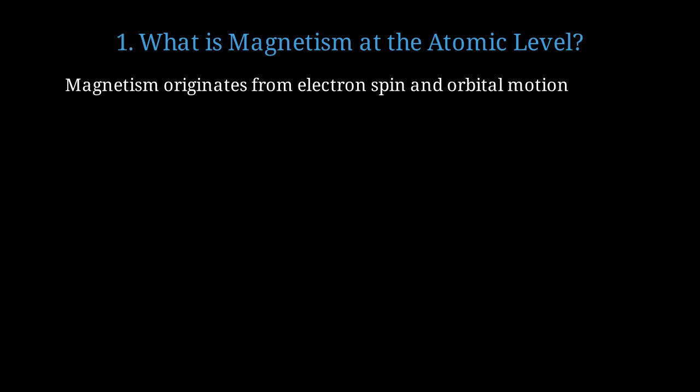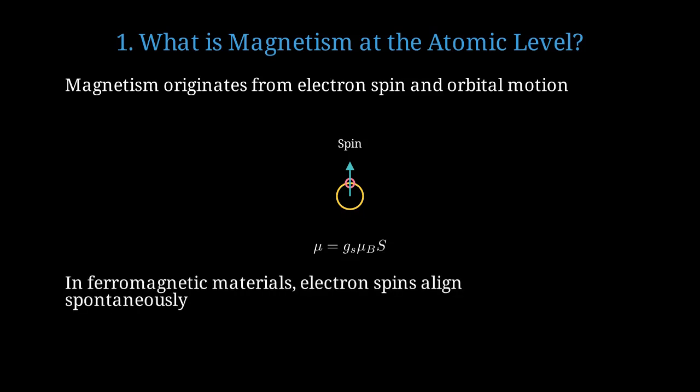Magnetism fundamentally arises from two sources, the intrinsic spin of electrons and their orbital motion around atomic nuclei. Each electron acts like a tiny magnet with a magnetic moment pointing in a specific direction, represented by this arrow. The magnetic moment mu equals the g-factor times the Bohr magneton times the spin quantum number. In ferromagnetic materials like iron, cobalt, and nickel, neighboring electron spins naturally align parallel to each other.